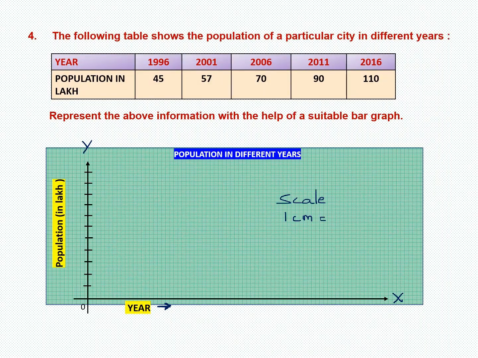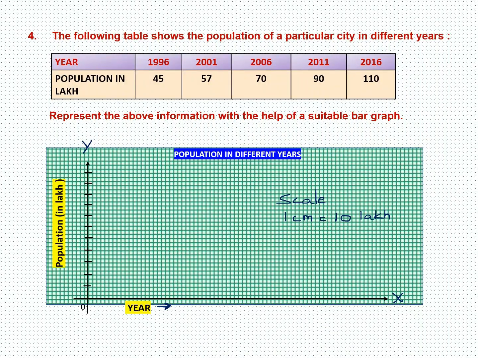Now here look for the highest number. So we have 45, 57, 70, 80 and 110. So the highest number is 110. That means our y-axis should show 110. So how can we take the scale? If we count in fives, we will not have enough space. If we count in tens, we might be able to reach. So let's try counting in tens. That means 1 centimeter is equal to 10 lakh. That is 10 lakh people.